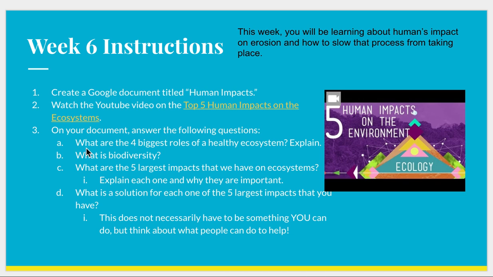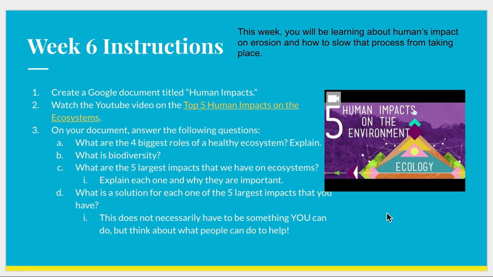The first question is, what are the 4 biggest roles of a healthy ecosystem? And that'll be very apparent in the video. Make sure you explain your thoughts. What is the concept of biodiversity? What are the 5 largest impacts that we have on ecosystems, which again is going to come straight out of the video here. And I want you to explain in your own words each one and why you think they're important. And what do you think a solution for each one of the 5 largest impacts is?